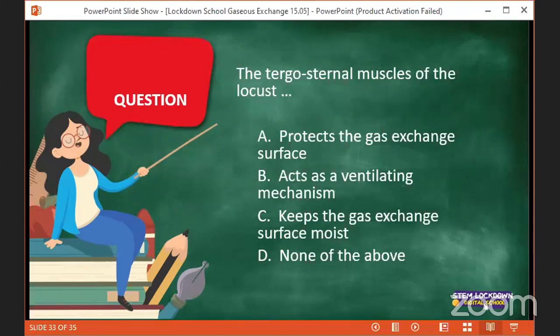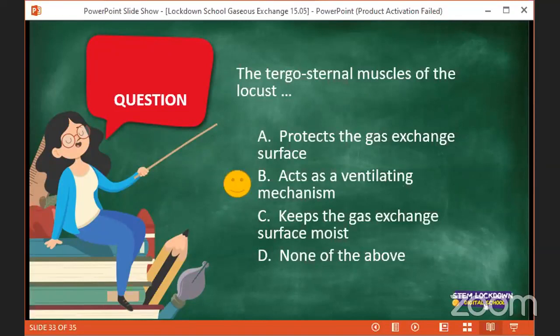Okay, so I have B, A, B, and A. Let me just give you one more minute for everyone else to send through their answers. All right, cool. Let's see what the answer is. So the answer is B. It acts as a ventilating mechanism.